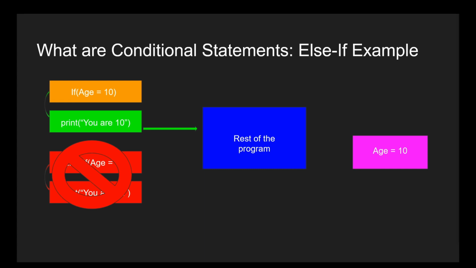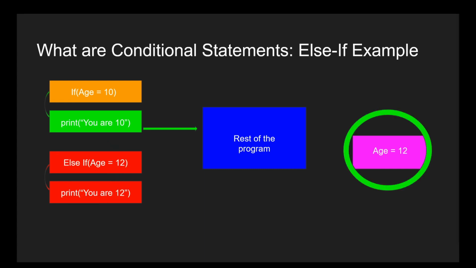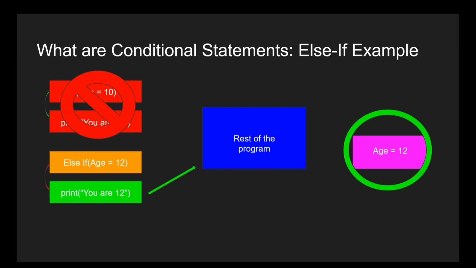Now for example, let's say we change the age variable to be 12 instead of 10. Now instead of the first conditional statement being true, it actually evaluates as false, since age no longer equals 10. So what we do now is first skip over the print statement, which prints out that age is 10, since it's not, and now we evaluate the else if statement, check if age is equal to 12, which again it does.